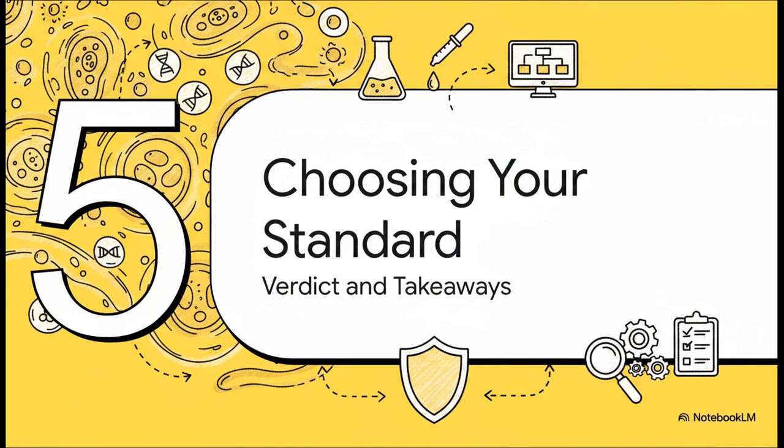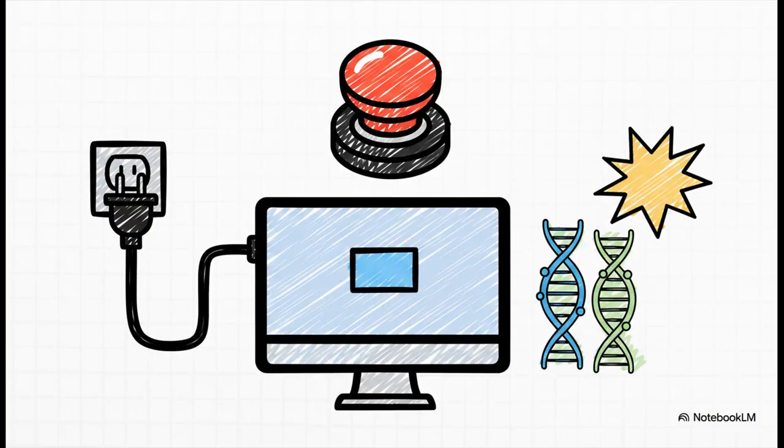Section 5. Choosing your community standard. Let's get to the verdict and takeaways. So who is cfDNApipe actually for? Well, it's the ideal choice for researchers needing a comprehensive plug-and-play toolkit. If you are working on a single powerful workstation and your research actively crosses between genomic copy number variations and epigenomic methylation data, cfDNApipe is for you. Its one-command execution is going to save you immense amounts of time and scripting headaches.